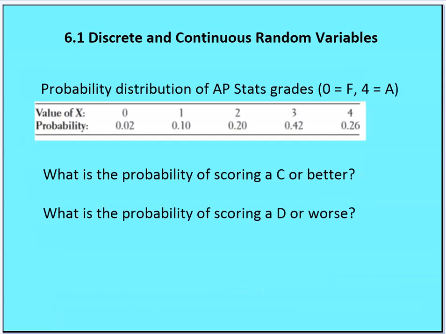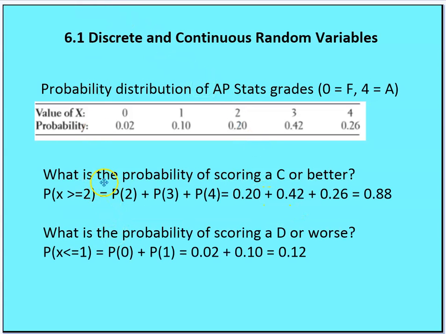This is an example. This is a probability distribution of AP stats grades, where 0 is an F and 4 is an A. So I have F, D, C, B, and A. And then we're going to find what the probability is of scoring a C or better, and what the probability is of scoring a D or worse.